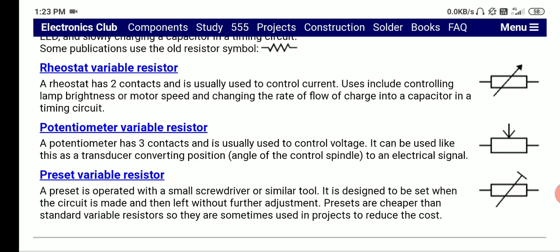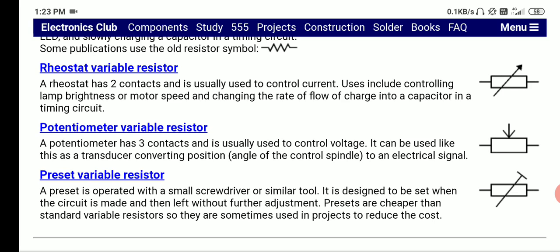Uses include controlling lamp brightness or motor speed, and changing the rate of flow of charge into a capacitor in a timing circuit. Actually, the timing circuit is in your digital electronics, so you're going to learn it over there. Its uses include controlling lamp brightness. Whenever you want to control the brightness of the lamp, as I told you, in a bulb the tungsten filament has the current and opposes it, producing light or heat.